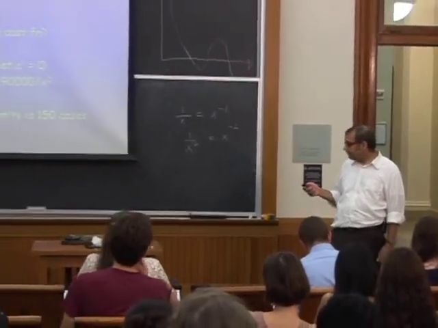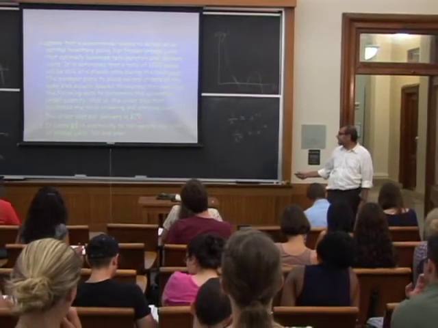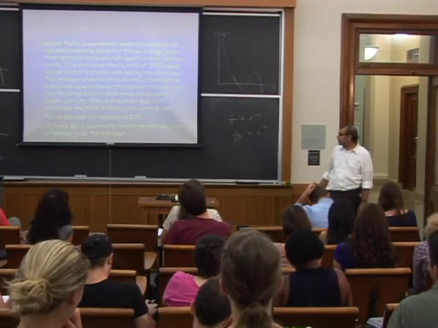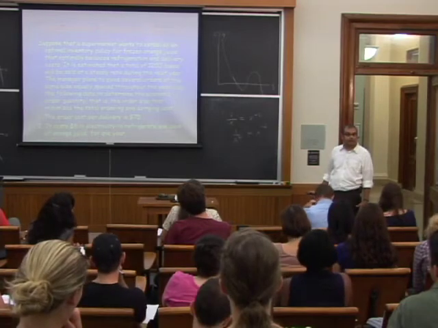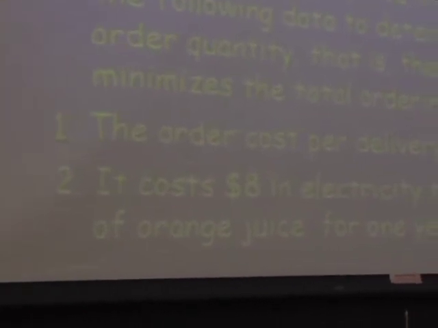Okay, and if these numbers were different, let's say that 75, let's say that your packaging cost or your delivery cost was much higher and your refrigeration cost was much lower.